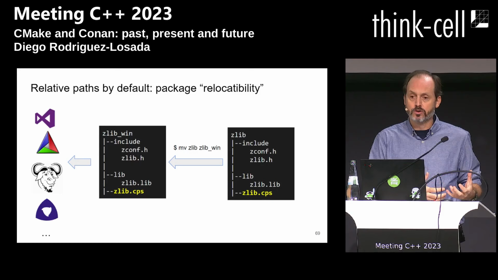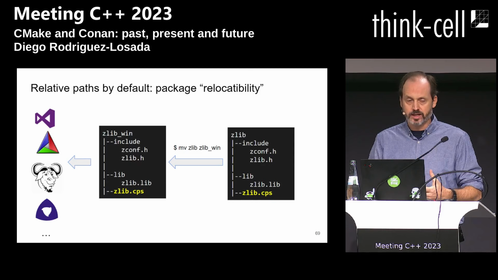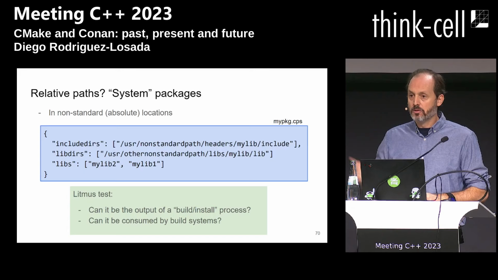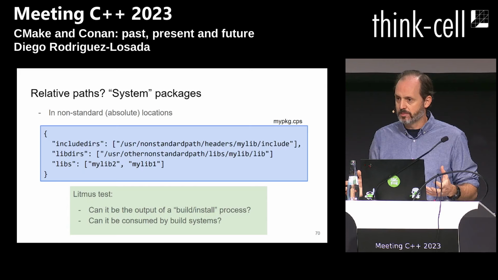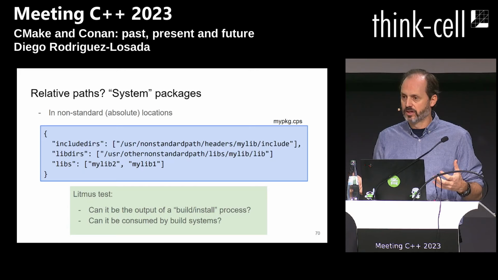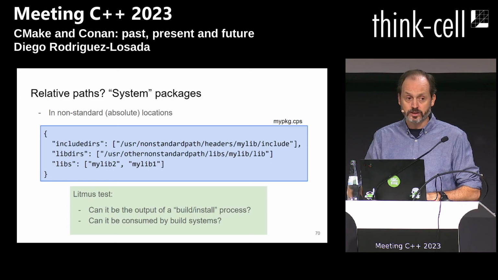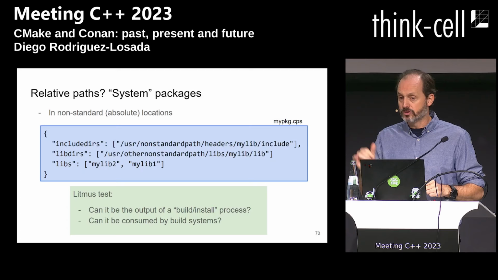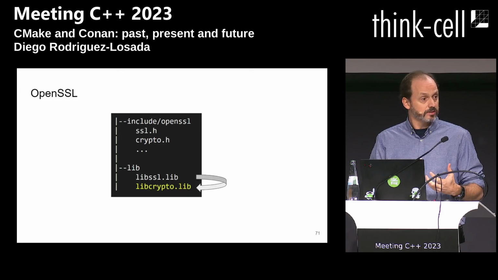Should we force in the CPS specification that paths should always be relative? Probably not. Because there are other packages that might be installed in the system in a path that cannot be made relative because they are installed in different places. A typical example is Windows. If you put things in a different unit, you cannot make a relative path between different units in Windows. That's a limitation. So in some occasions, you might need an absolute path there. So these are the things that we are discussing in this CPS proposal.